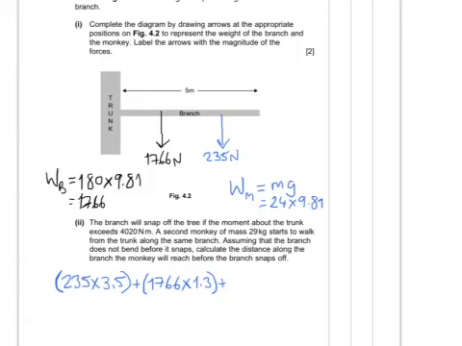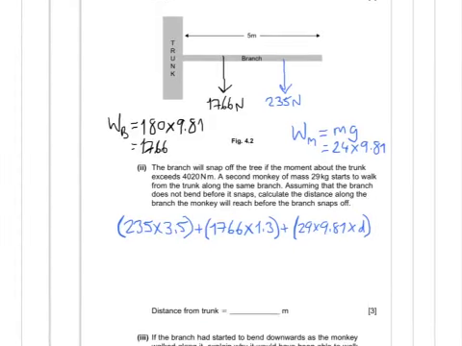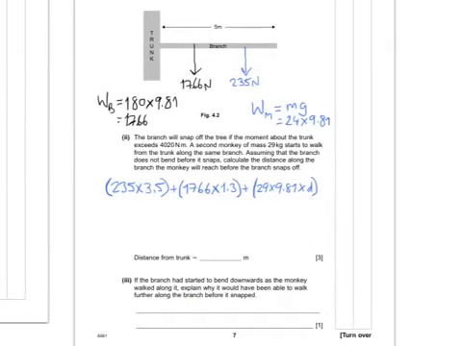And then our third one, which is the second monkey, we need to do 29 times, first of all, the 9.81 to get the force, and then times what we're trying to find, the distance that it goes along. All of those three can't exceed the 4020, so we'll just put that equal to 4020. So using a calculator, just multiply these out, add them together, leave in the D, and then rearrange.